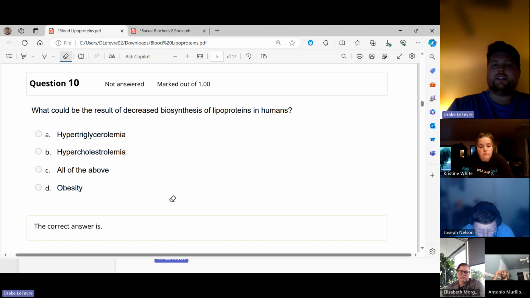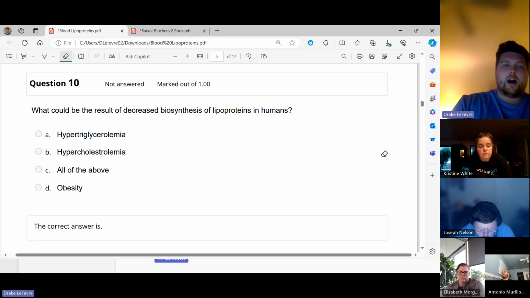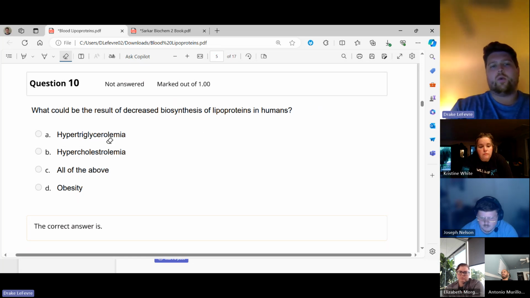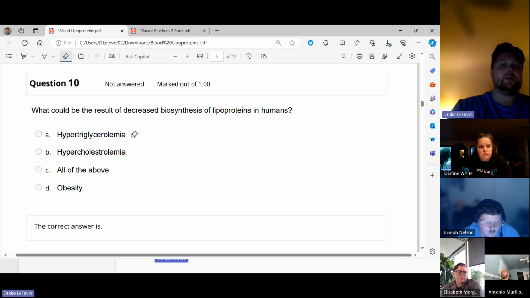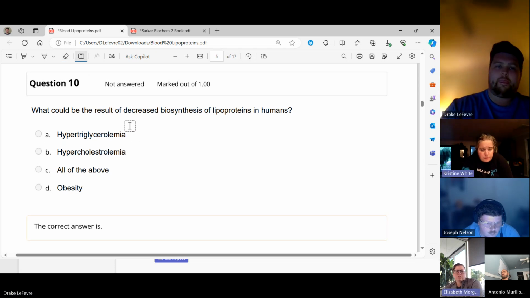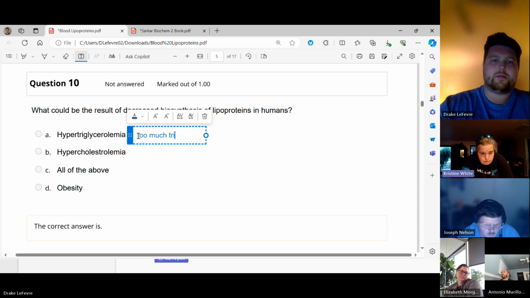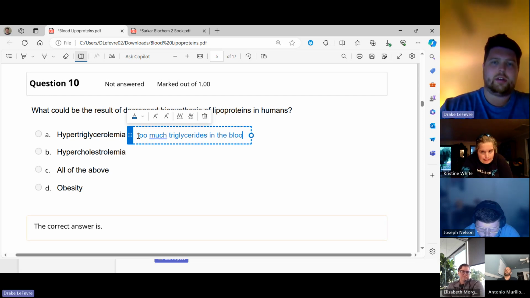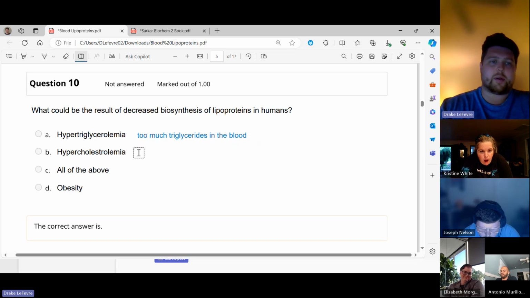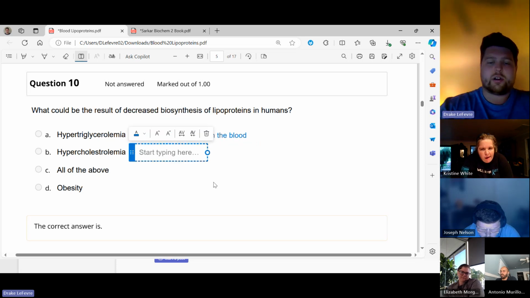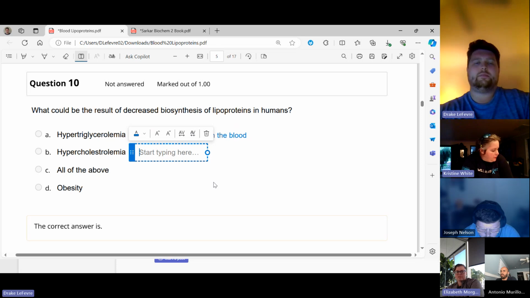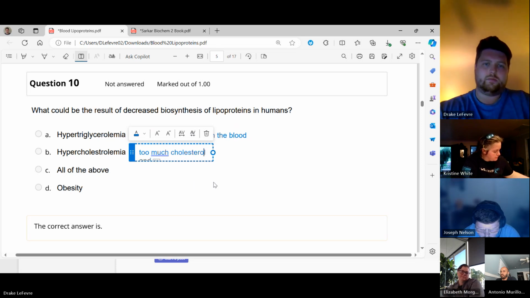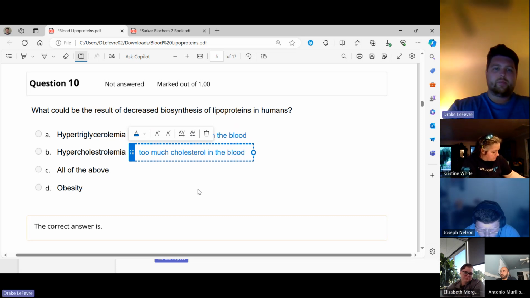What could be the result of decreased biosynthesis of lipoproteins in humans? Hypertriglyceridemia. Let's go over what each of these means. Hypertriglyceridemia, what does that mean? Too much triglycerides in the blood. Triglycerides in the blood. Good. I'm going to keep beating that into you guys, the hypo, all that kind of stuff. Hypercholesterolemia, what does that mean? Too much cholesterol in the blood.